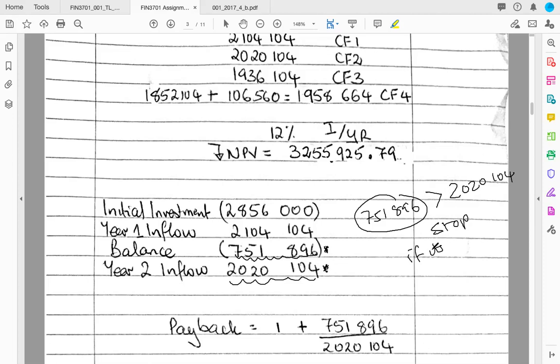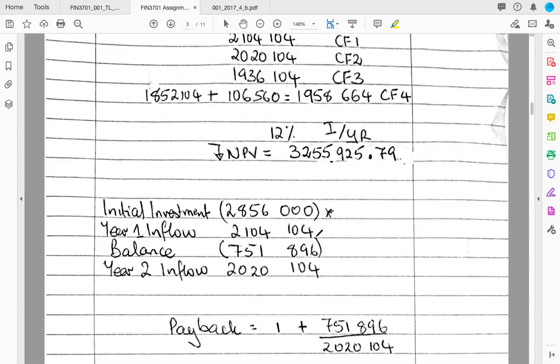But if it's not, you need to continue: taking this negative, you add the next cash flow, and then you get the next balance. So the idea is, when you're using this approach, take your initial investment, add the year 1 cash flow, and determine the balance. Is the balance more than the following year's inflow? If it is, it means you can stop. However, let me just show you another example.